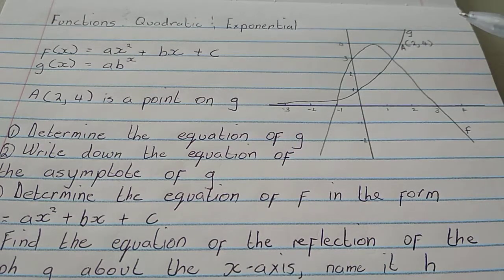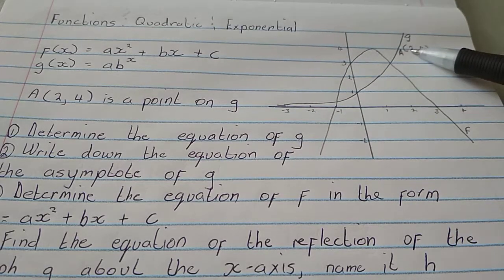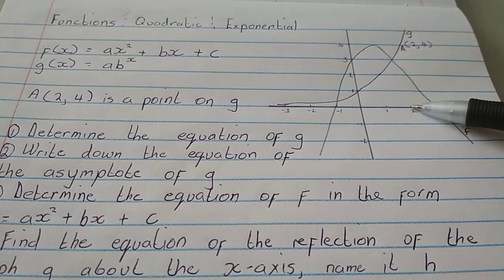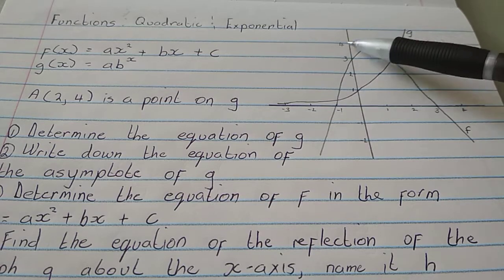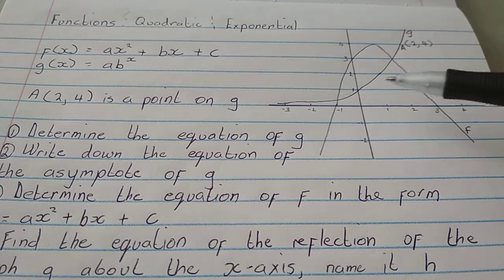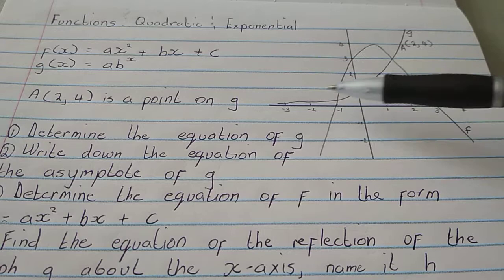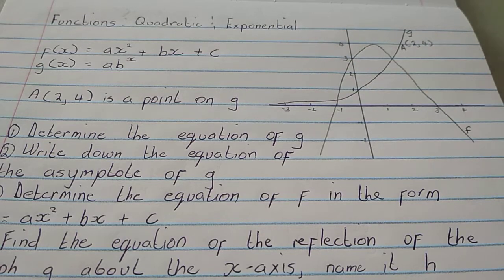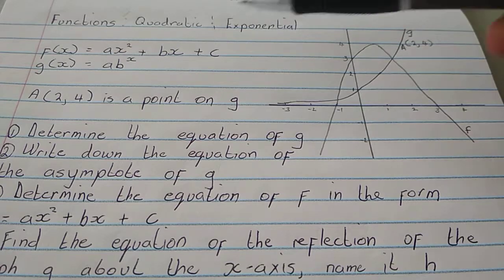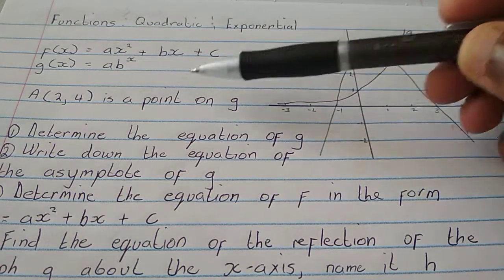It's that one. Now it's important to note that on the g graph we have a point A, which is at 2, 4. Okay, all right. Now even this graph, all of these numbers, they correlate to the graphs exactly as they are. Okay, now the first question is determine the equation of g.